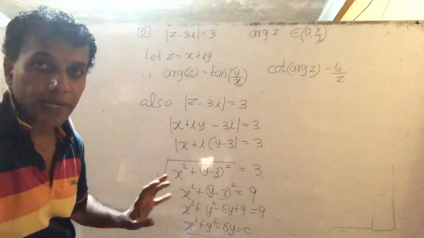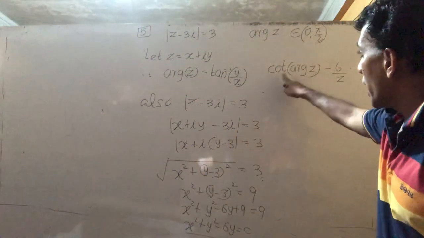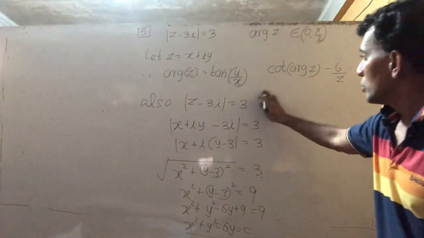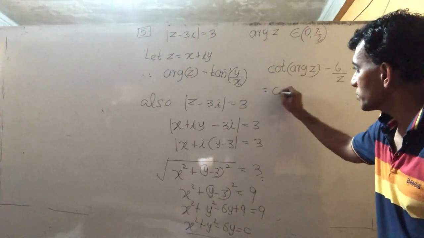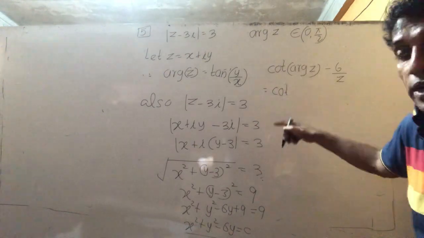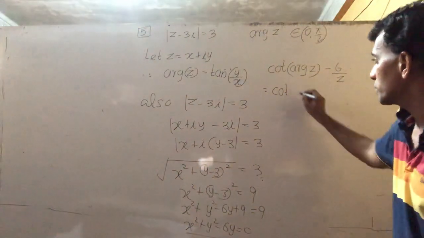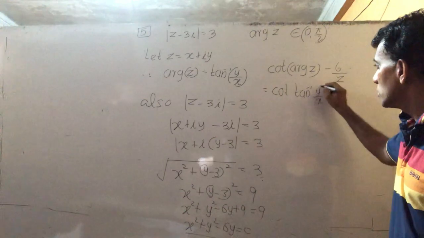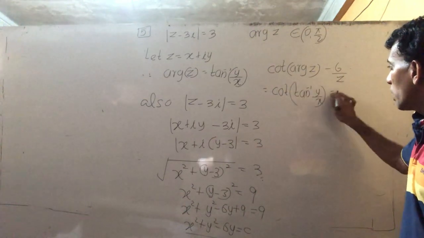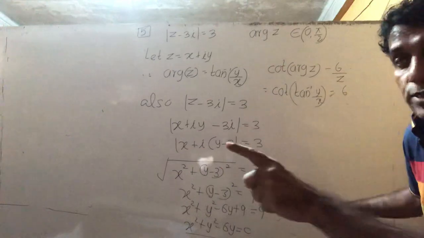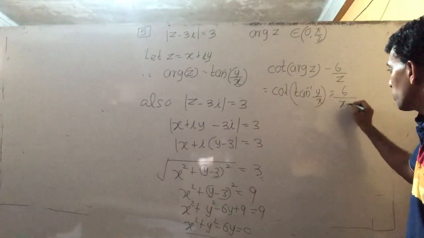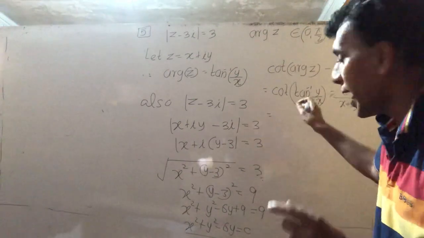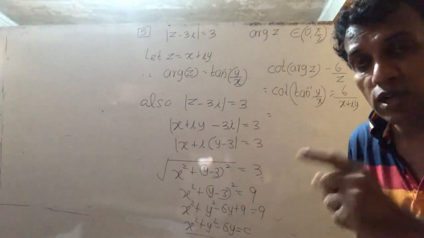That is one piece of data we can derive using the modulus. So we know the argument is that. Now we go to the answer. What argument is that? This answer shows that it is equal to i. So it is equal to cot. What is the argument? It is tan inverse y over x. Minus 6 over z, that is x plus i y, right? Now simplify this. What does tan inverse y over x mean? Cot inverse x over y.